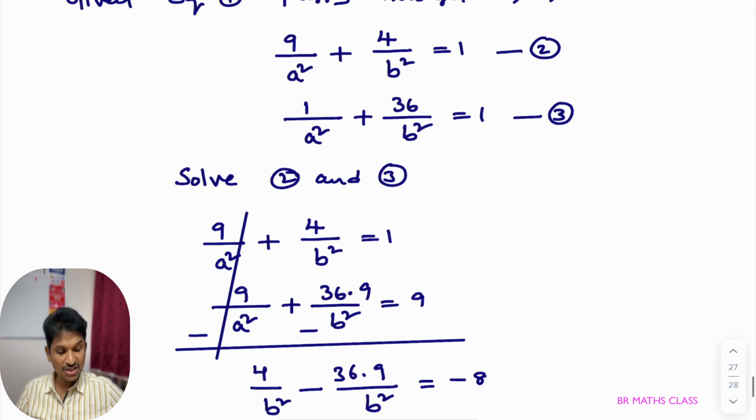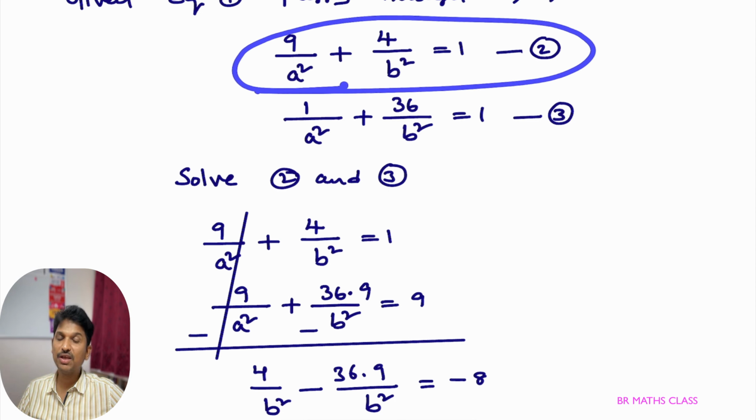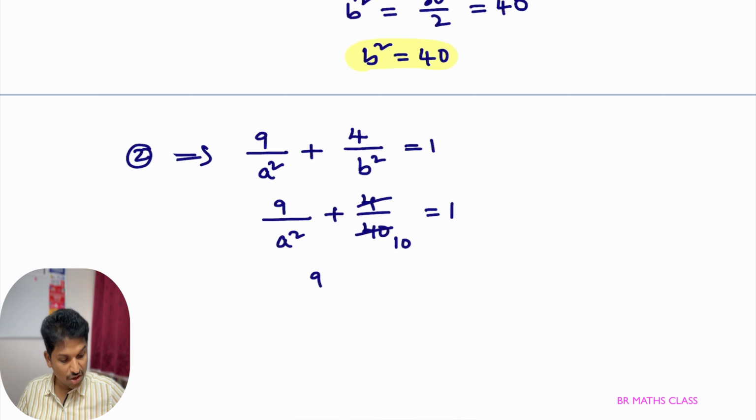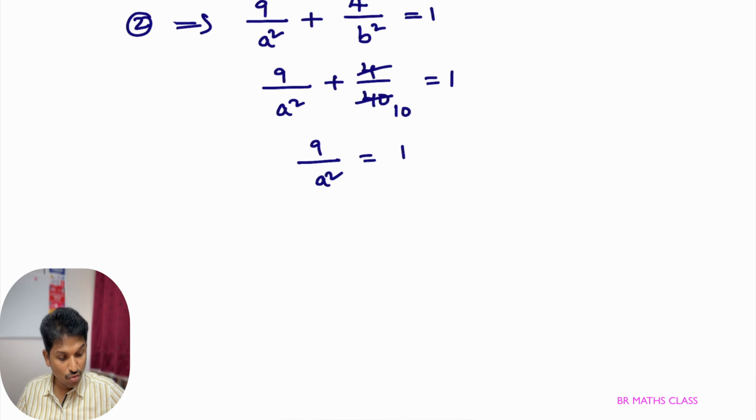Now in equation 2 you substitute that b square value. This is equation 2. In this equation I'll write the b square value: 9 divided by a square plus 4 divided by b square, b square is 40, equal to 1. This 4 in 40 goes 10 times. So what you will get here? 9 divided by a square equal to 1 minus 1 by 10. So 9 divided by a square equal to 10 minus 1 is 9, so 9 by 10.